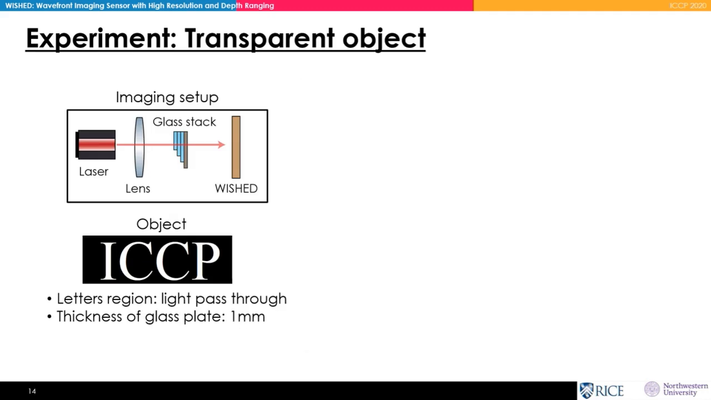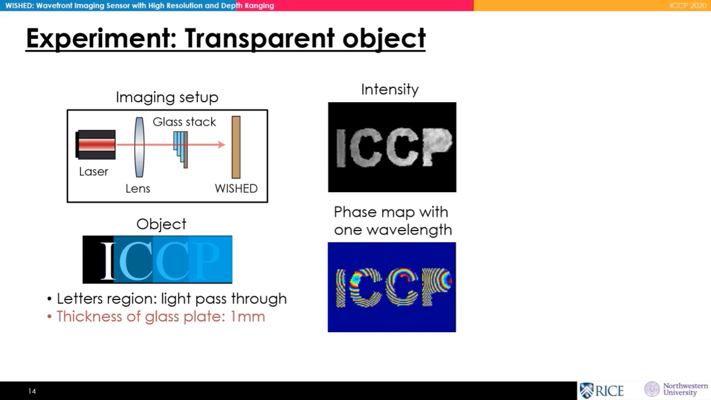First, we verified the best performance of the prototype by imaging a transparent object. The light will pass through the 4 letters, and we add one extra plate between 2 adjacent letters. The thickness of each glass plate is 1 mm, and it brings an optical path difference, OPD, of 0.5 mm. We show the intensity from the sensor readout and the phase map with an optical wavelength.